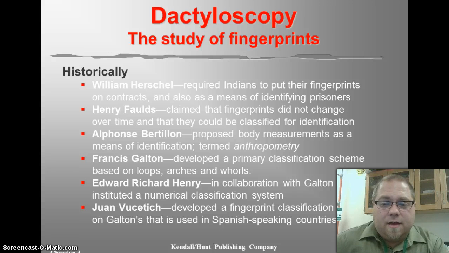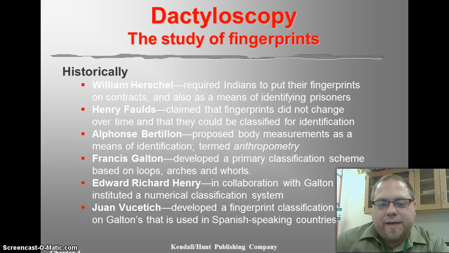Francis Galton, he was the one who actually wrote the first book on fingerprints, entitled Fingerprints, and he's the one who came up with that lovely loops, arches, and whorls, and so we can thank him for that and want to punch him later.